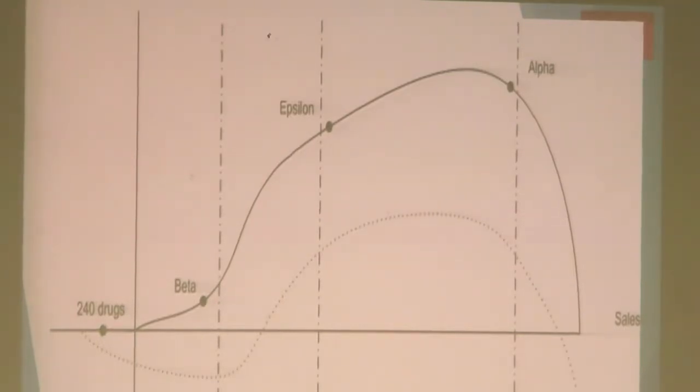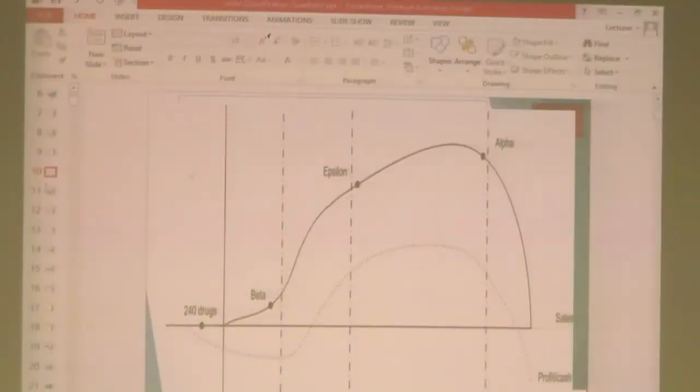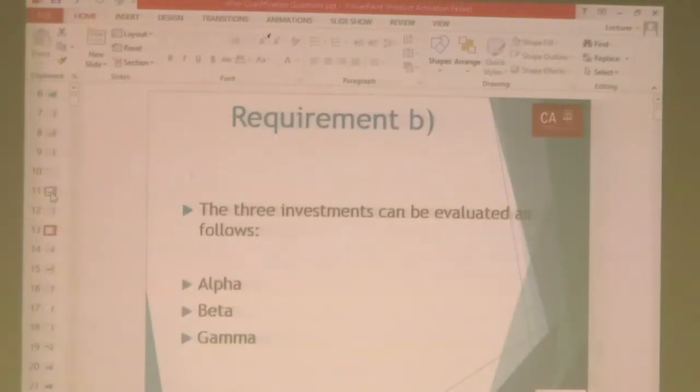How many of you will write an answer saying beta should come to introduction because of this, epsilon should come to late or early maturity because of this? No, that is not how we use the product life cycle model to say whether this is well balanced or not. That is what is expected from you. I think answering what the examiner is asking is also an important part.